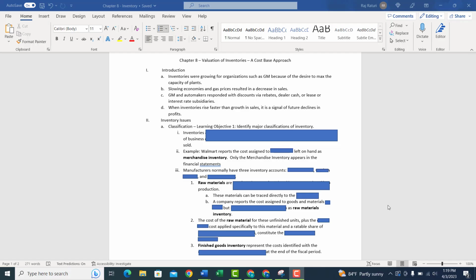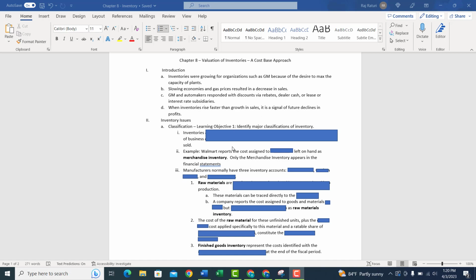Okay, so for chapter 8, learning objective 1, we're going to be identifying the major classifications of inventory. Basically, you can have this mismatch of having a surplus or a high amount of inventory versus having a slow economy. So you might have a buildup of inventory that you didn't necessarily plan to. And this chapter is all about inventory cycling and how it relates to sales. So are we selling the inventory that we produce, and how is that related to other components of inventory?